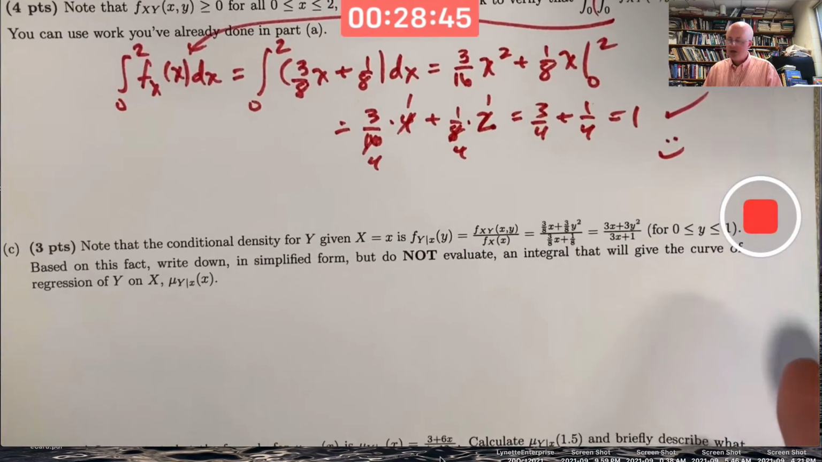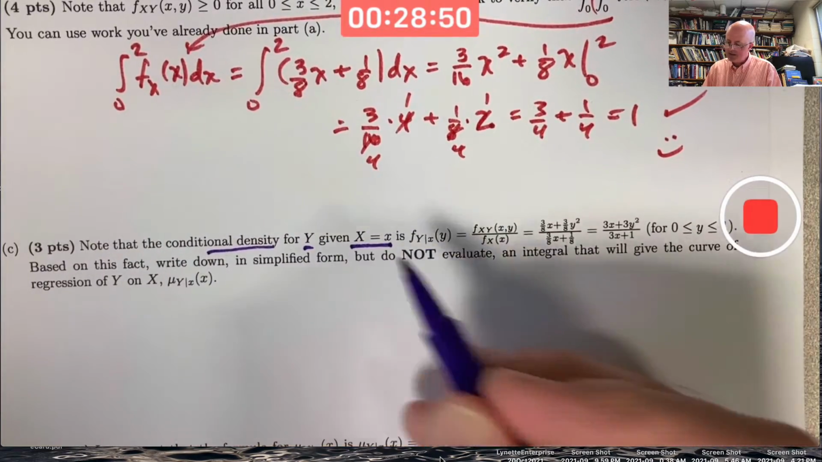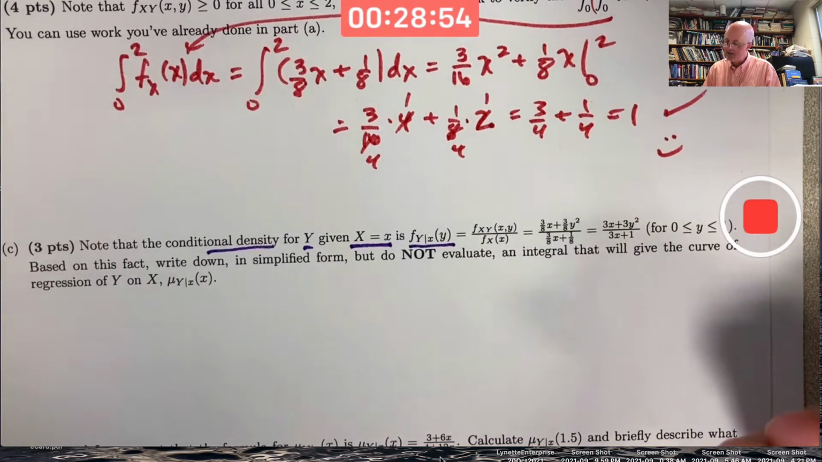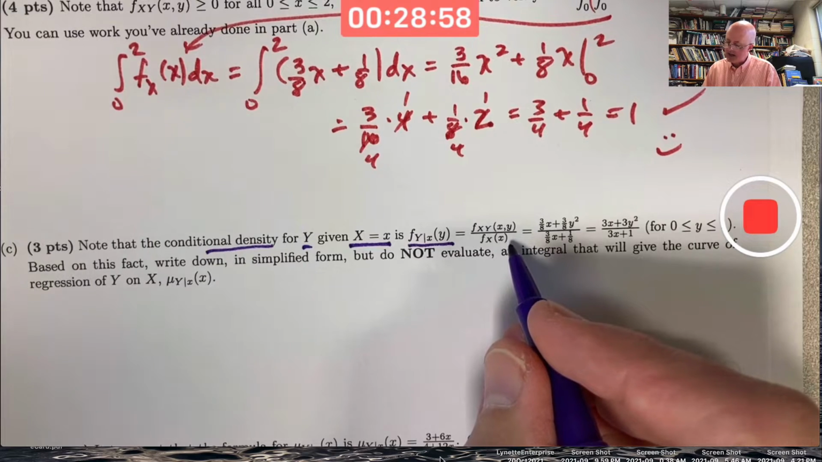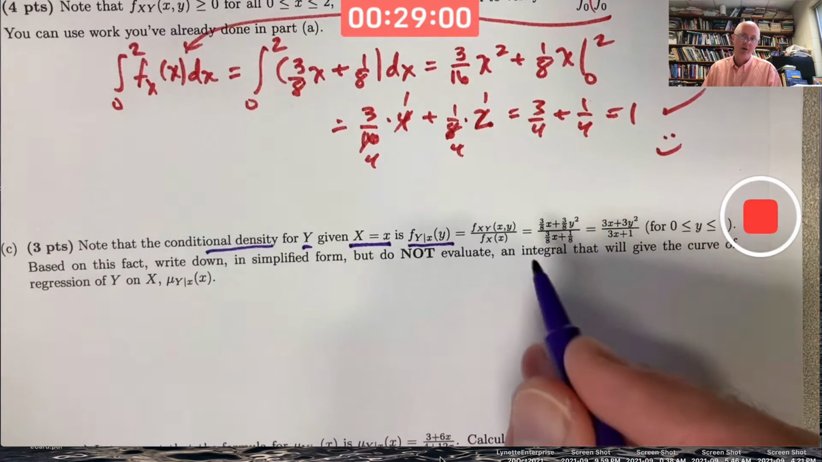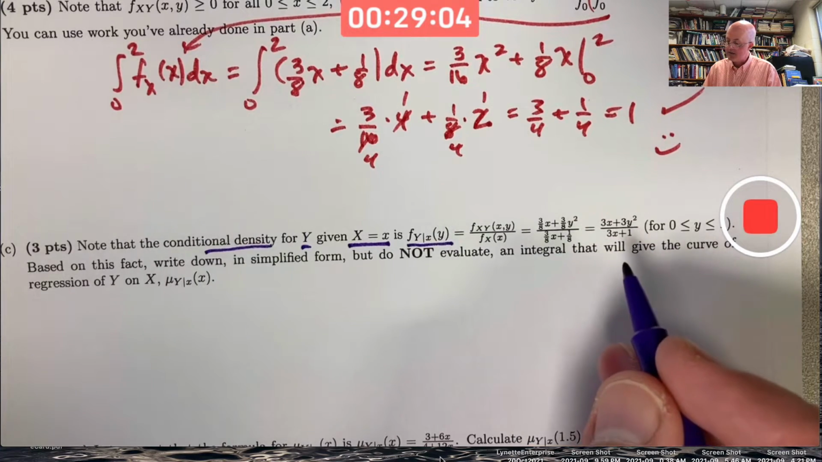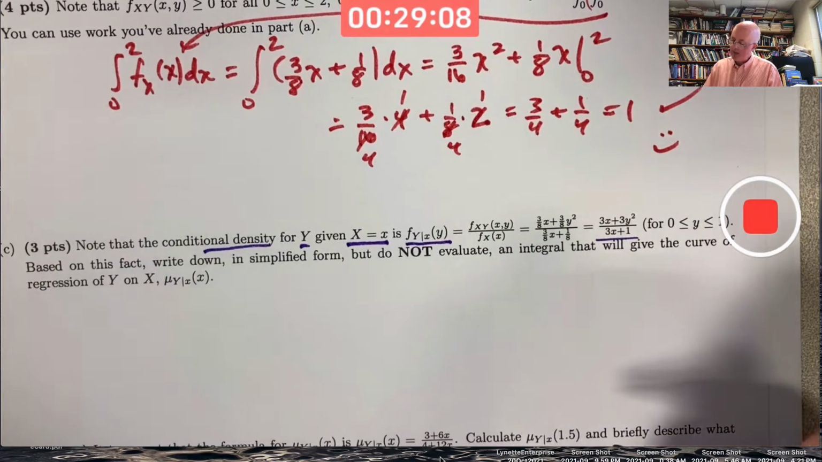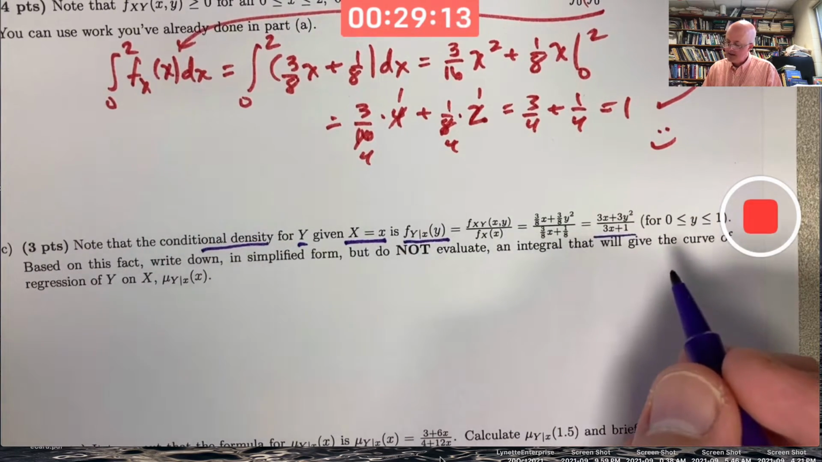Part C, the conditional density for y given capital X equals little x is this. This is a continuous conditional density. It truly is a density. Its formula is the same as in the discrete case, but you don't interpret it as a probability in the continuous case. You can interpret it as a density value. It simplifies to this. You can double check these calculations. To get from here to here, finally, you would multiply the top and the bottom by 8.